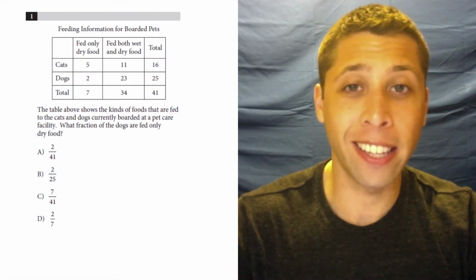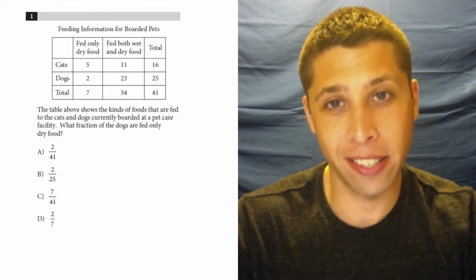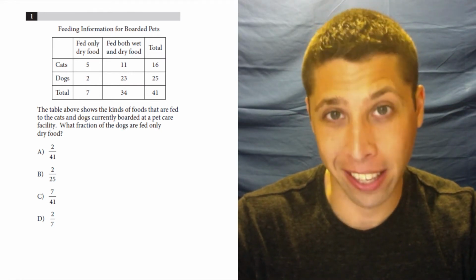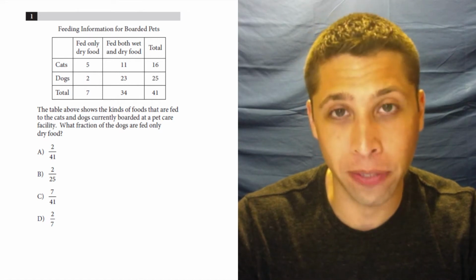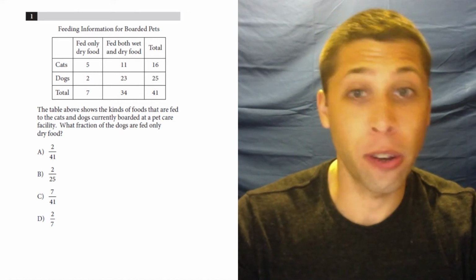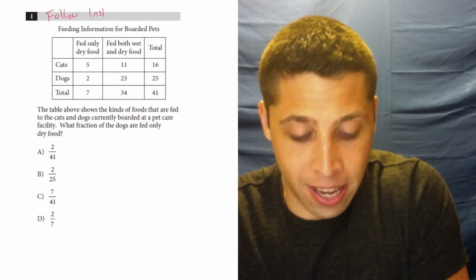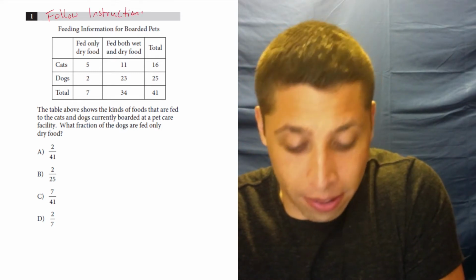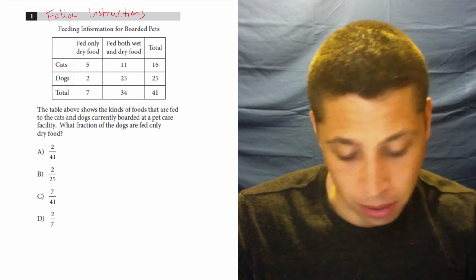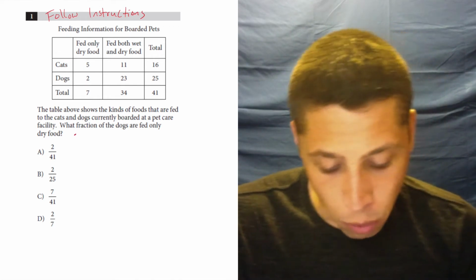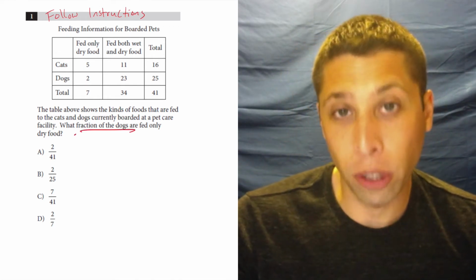You're going to see at least one question on every SAT that looks pretty much exactly like this. The story will change, the chart will look different, but your task is always the same. It is to follow instructions and give them what they want. So in this case, they're talking about the dogs and the cats. Great. What fraction of the dogs are fed only dry food?